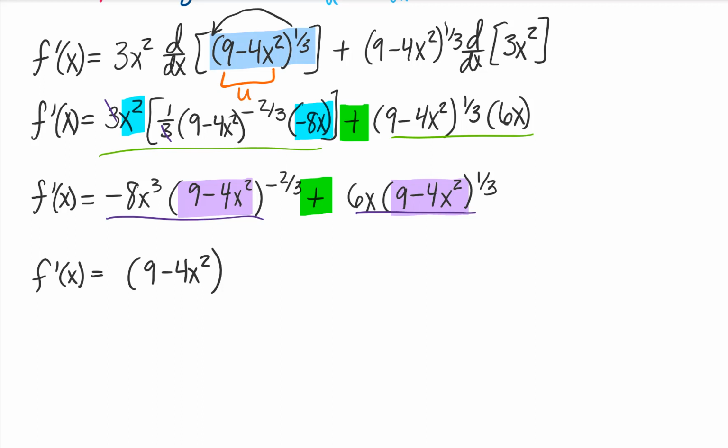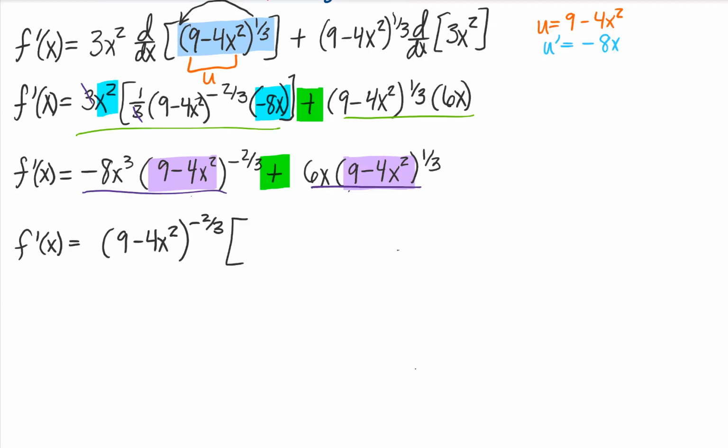You may be slightly confused because these are fractions and one of them is negative, but factoring, we just take the least amount that's in common. So literally the least amount. What's smaller, negative 2/3 or 1/3? Negative 2/3 is smaller. That is the exponent of 9 minus 4x squared that we're going to factor out. Remember, factoring means dividing. So we're basically dividing each of these products by 9 minus 4x squared to the negative 2/3.